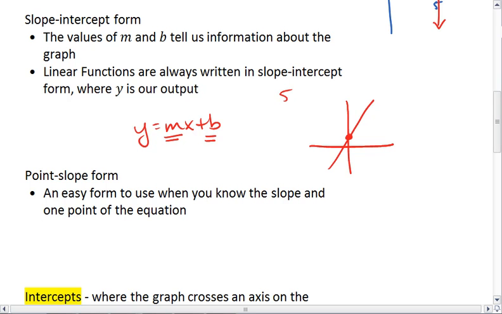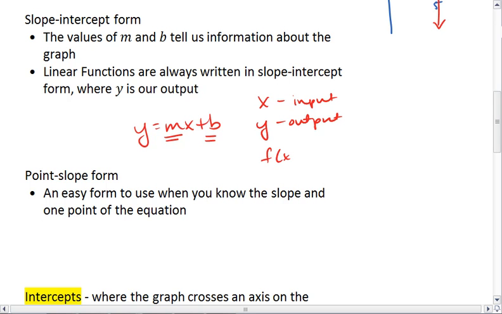Linear functions, so this is a little bit different than a linear equation, are always written in slope-intercept form. Because in a linear function, we have x as our input and y as our output. So we always get f of x, which equals y, equals mx plus b.